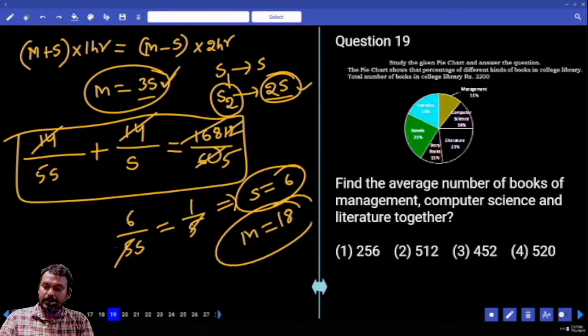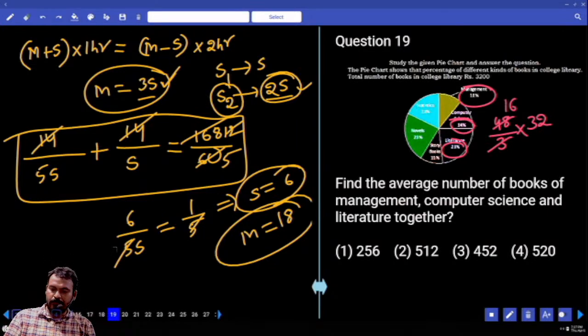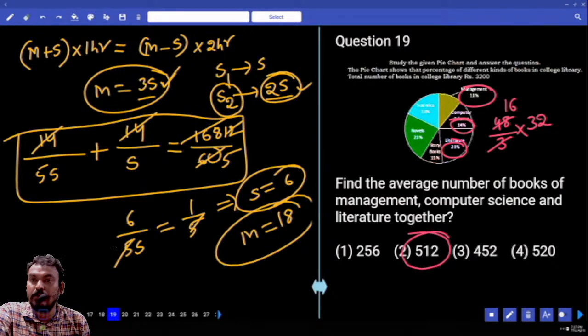19th question. Find the average number of books of management, computer science and literature together. First, management is how much percent? 11%. Computer science 14%. Literature 23%. Total it is 48. 48 is the sum value, but average means 48 divided by 3. Percent of which one? 3200. The percent's 2 zeros are cancelled. 3 how many times? 16 times. 16 into 32 is 512. Because it is 8 cube.